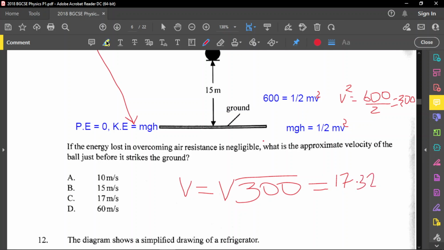The answer here says 17, and it's approximate, so it could be a little bit more or less. Mine is a little bit more, which is 17.32. And so C is our correct answer. Again, what you need to understand is that the potential energy converts to kinetic energy. At the highest point it is all potential energy, no kinetic energy, but as it falls, the potential energy is converted to kinetic energy, especially if no energy was lost.